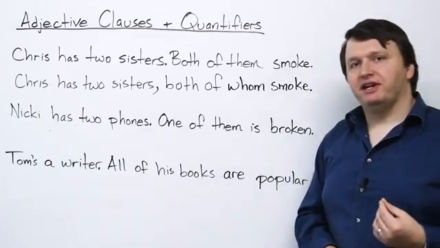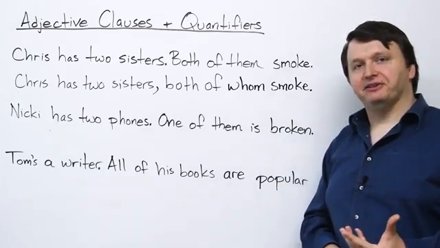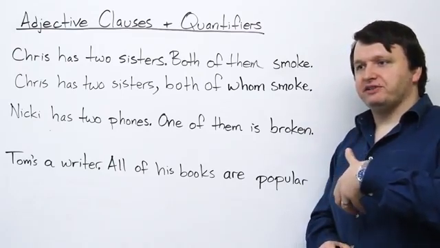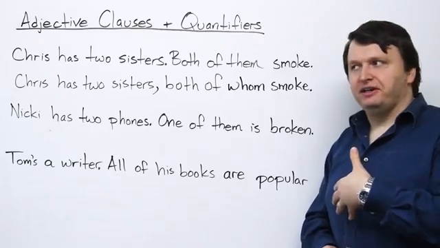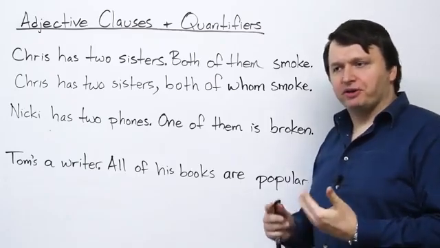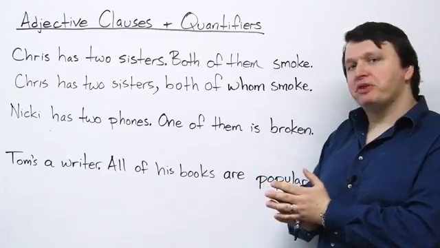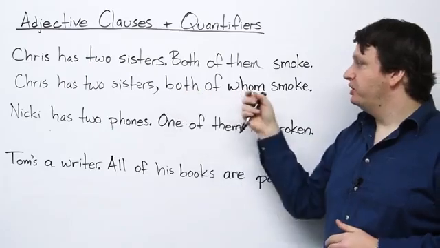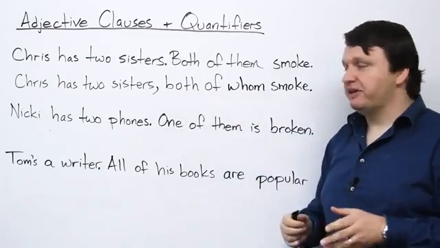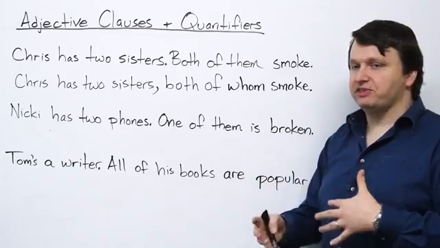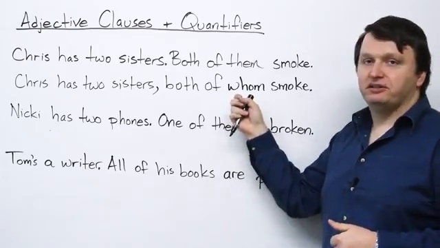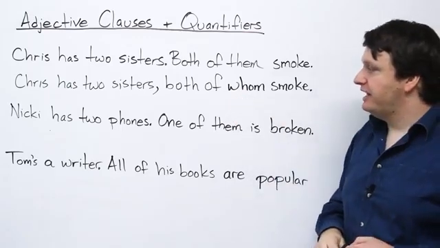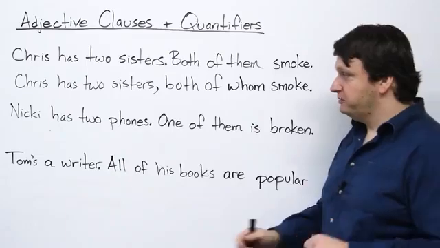Okay, but you're saying, wait, Alex, I learned that in adjective clauses, we only use whom when the subject is receiving an action, okay? In this situation, the sisters smoke, they're doing the action. It should be both of who smoke. Actually, in this situation, whom, it doesn't matter. It doesn't matter if it's subject, object, who's doing the action, receiving the action. You're always going to be using whom in the quantifier, okay? Here we have Nikki has 2 phones. One of them is broken.